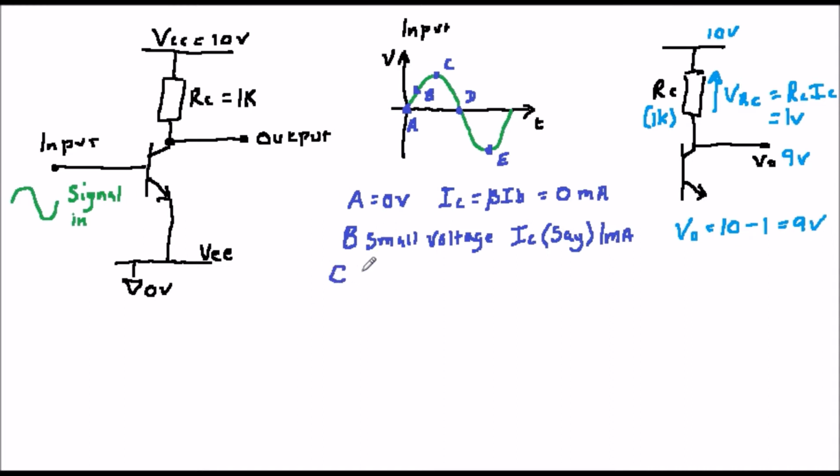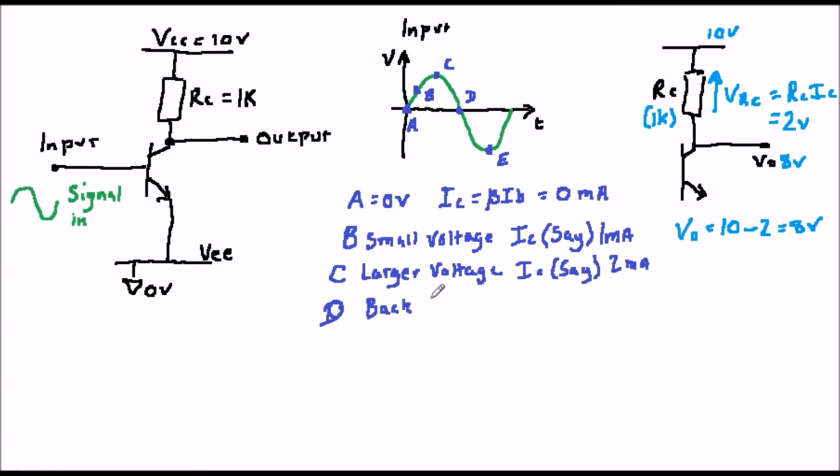At point C, the input is even larger, and so therefore is IC. Let's say, as an example, it's now 2 milliamps. So now we have an output voltage of 8 volts. At point D, we're back down again to 0. So again, Vout is equal to 10 volts, which was the case in point A.